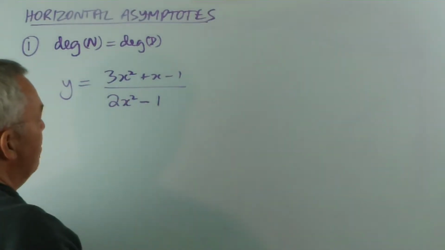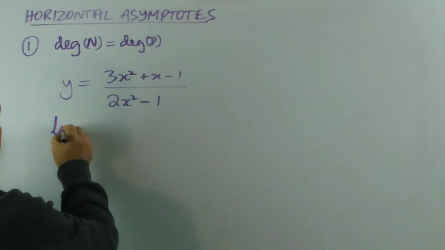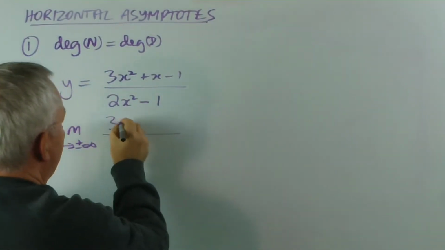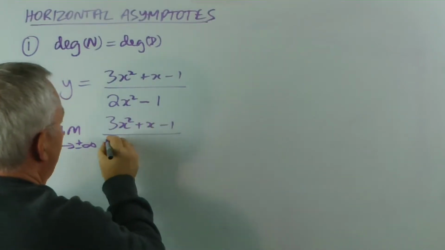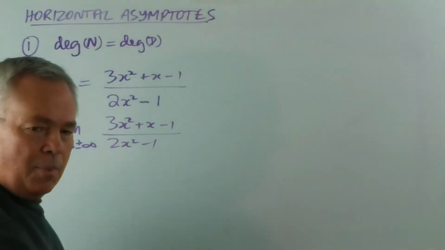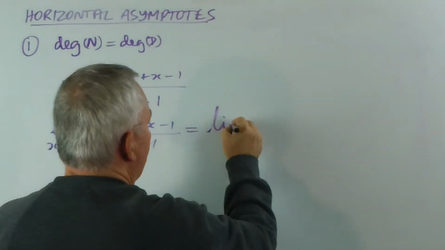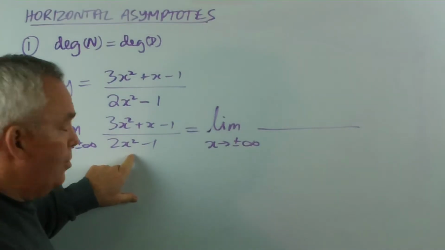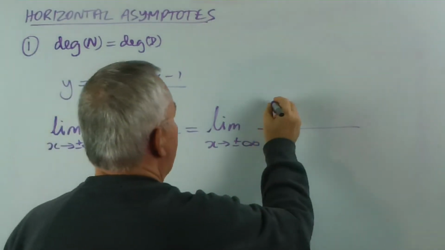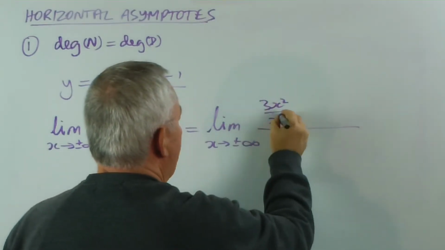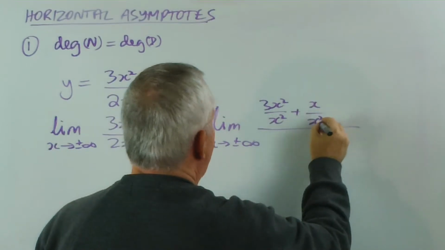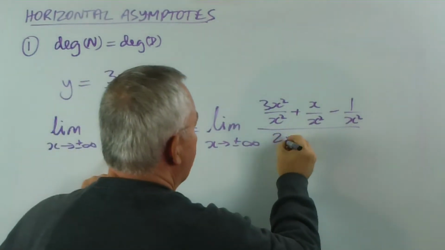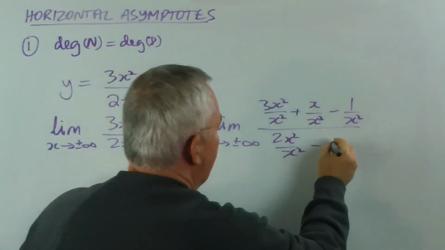In this particular case, if we take the limit as x goes to plus or minus infinity of this expression, what is going to happen? Well, we get this. We find the biggest power of x, which is x squared, and we divide every term by x squared. So we get 3x squared on x squared plus x on x squared minus 1 on x squared. That's those three. Now in the denominator, we get 2x squared on x squared minus 1 on x squared.